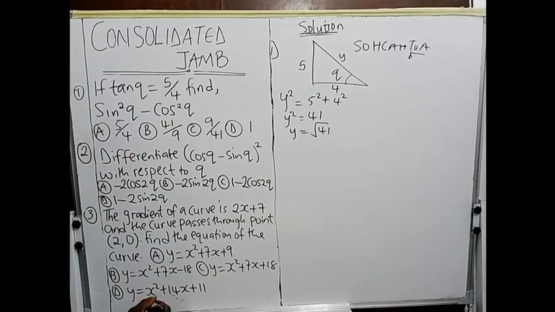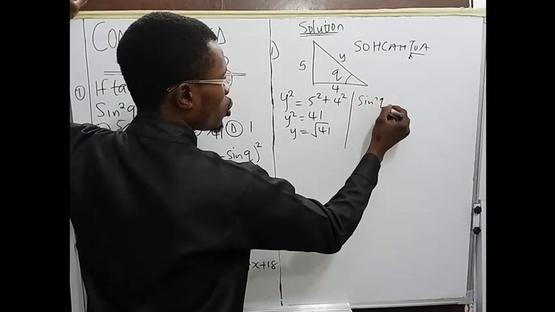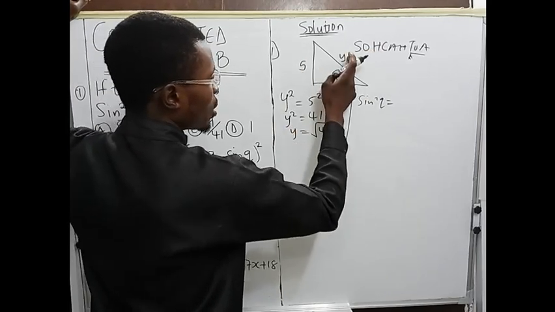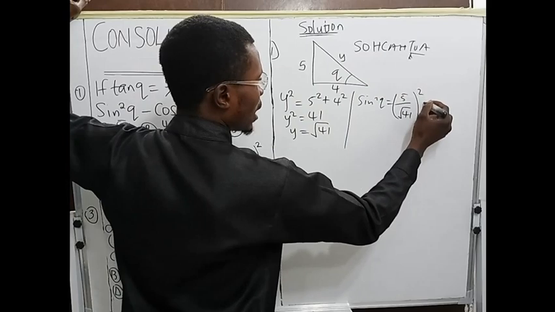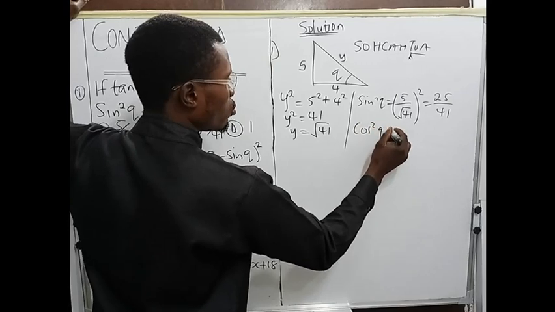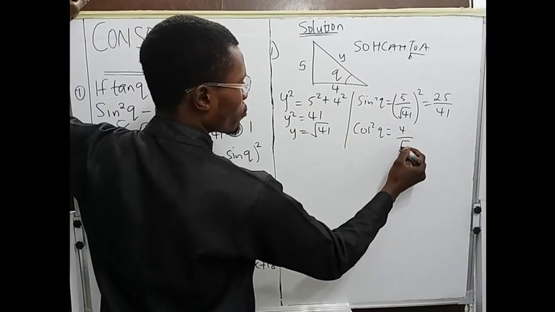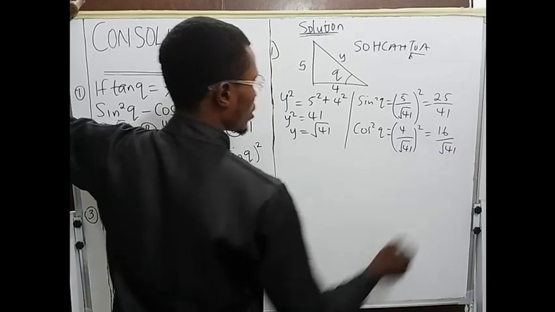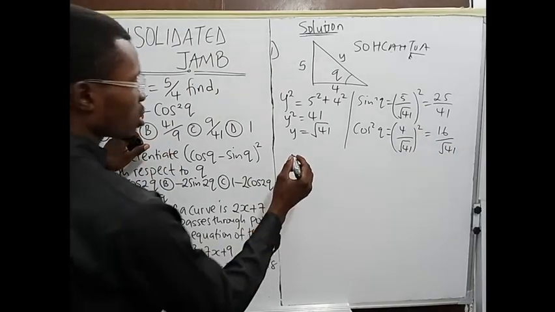Now we have to find sin square q and cos square q. Sin q is opposite over hypotenuse, that is 5 over root of 41. So sin square q will be 5 over root of 41, squared, and this will give 25 over 41. Also, cos q is adjacent over hypotenuse, 4 over root of 41. Squared, that will give us 16 over 41.